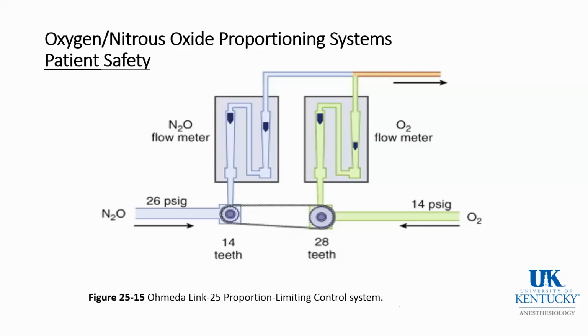Now, moving forward, we are going to review oxygen nitrous oxide proportioning systems and patient safety. This slide shows the Ohmeda Link-25 proportion limiting control system. This has been in use for several decades and is a combination of a mechanical bicycle chain-like system, which is designed to limit the dose of nitrous oxide with a minimum oxygen of 25%, if working properly.